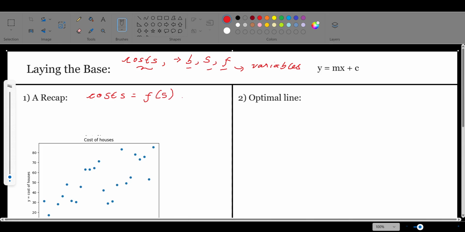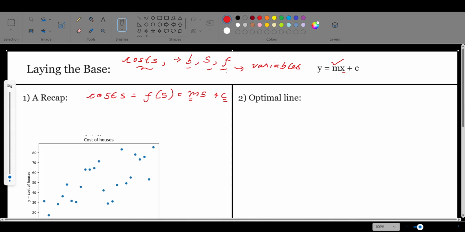S is the variable, and therefore cost is equal to mS plus c, where m denotes the slope. I've written it here too. Instead of x I've used S. It's just a change in the variable name, nothing different. And c is the constant. To be able to understand why we use m and c, please have a look at the previous few videos in the video series and it will start making a lot more sense.